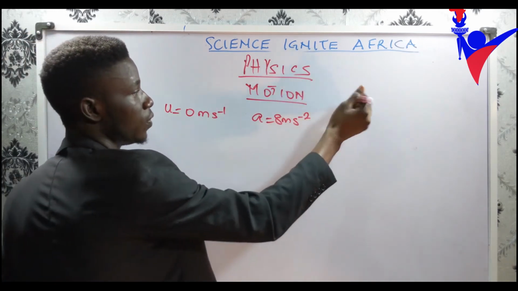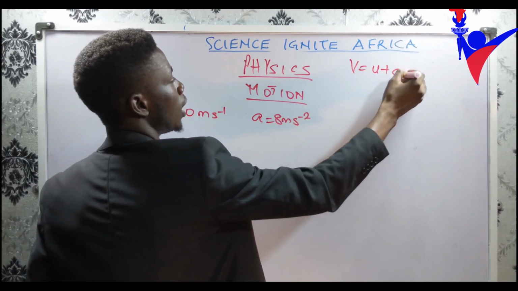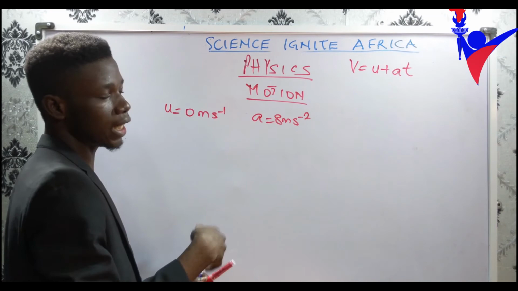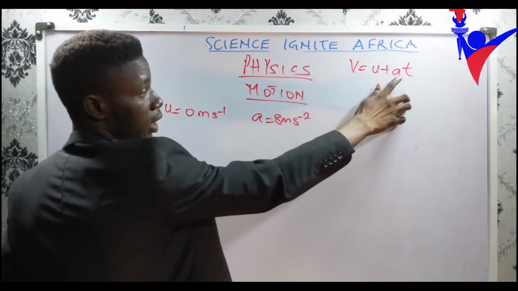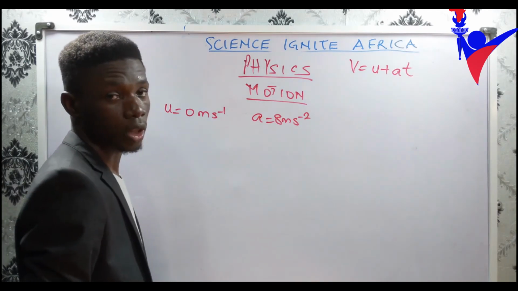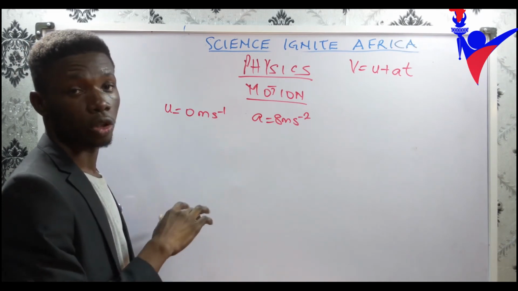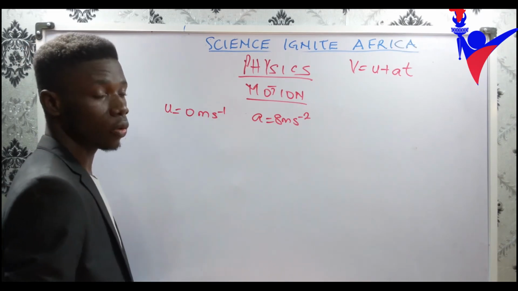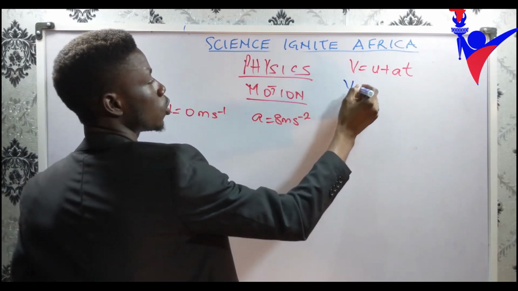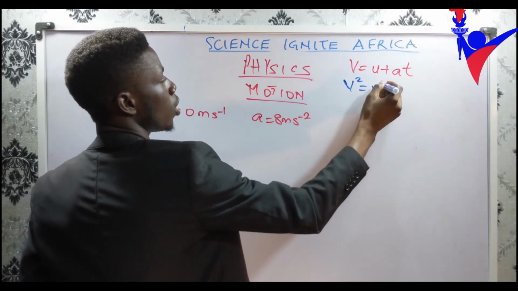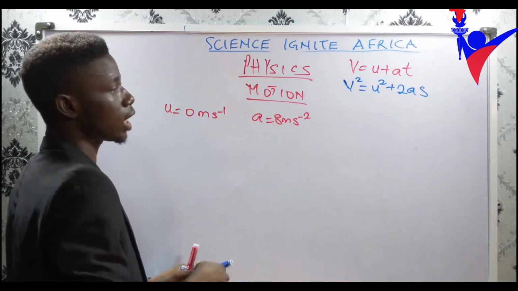The first one, which is very trivial, is V equals U plus AT. V is our final velocity, U is the initial velocity, A is the acceleration, and T is the time. So anywhere you see T, you know that's time. Anywhere you see A, that's the acceleration. When you see U, we have our initial velocity. When you see V, we have our final velocity. Now, another one is V squared equals U squared plus 2AS. This is the second one.